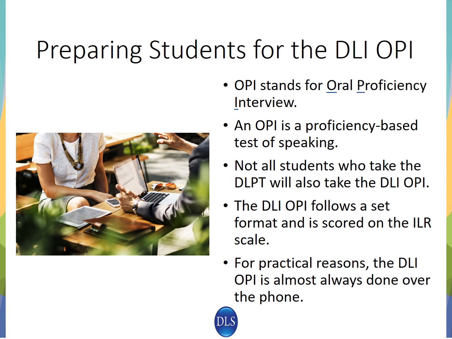The DLI OPI is rated on the familiar ILR speaking scale, 0 to 5. It is the same scale used in all government speaking tests and in many private ones. These tests are done by DLI Monterey or by a company they have hired to do the testing. The students will almost certainly be tested over the phone since testers are all over the country. It's important to practice speaking on the phone if your student is going to take a DLI OPI.